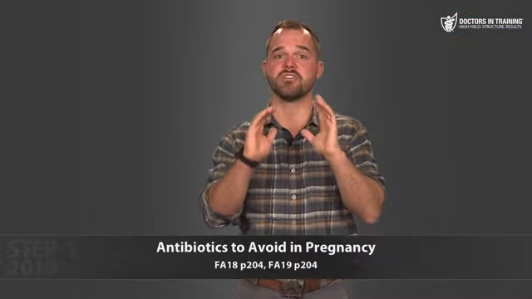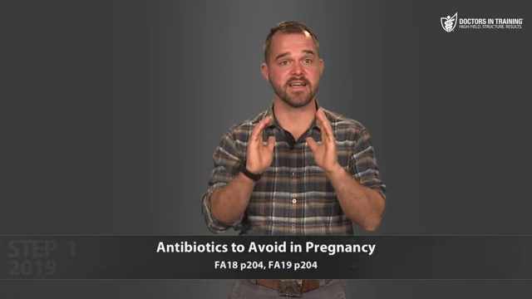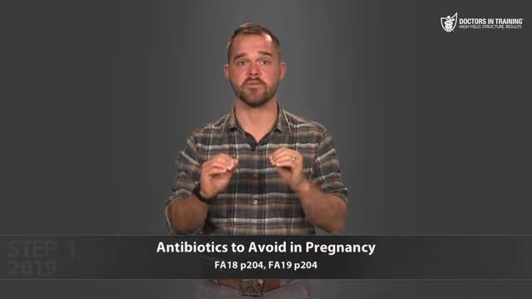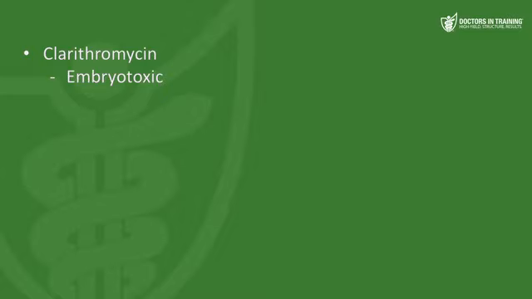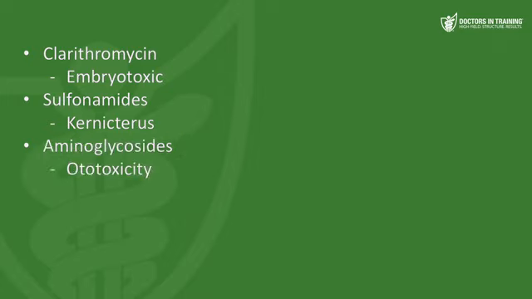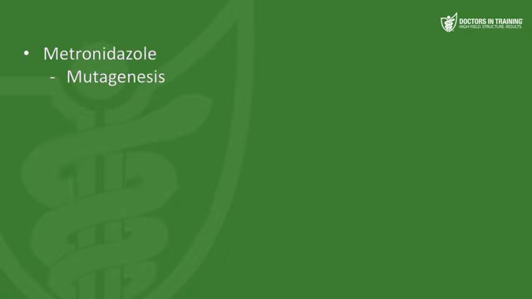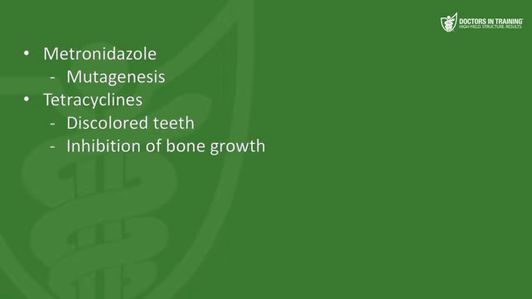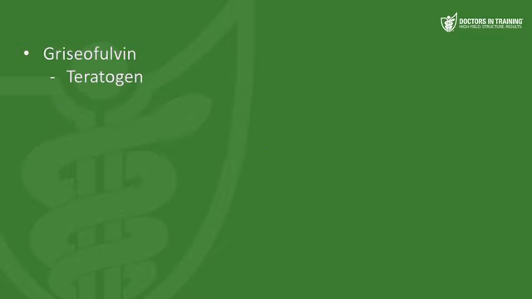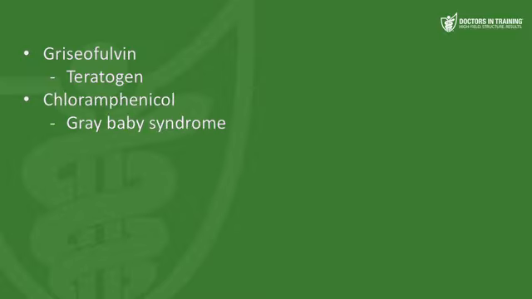There is a list of antibiotics you should not use in pregnancy, and these are potentially high yield for STEP, and some of them we are learning about today, but others we need to review as well. Clarithromycin is embryotoxic. Sulfonamides cause kernicterus, and only if taken close to delivery. Aminoglycosides cause ototoxicity. Fluoroquinolones can cause cartilage damage. Metronidazole causes mutagenesis only in the first trimester. Tetracyclines cause discolored teeth and inhibit bone growth. Ribavirin is teratogenic. Griseofulvin is teratogenic, and chloramphenicol causes a gray baby.